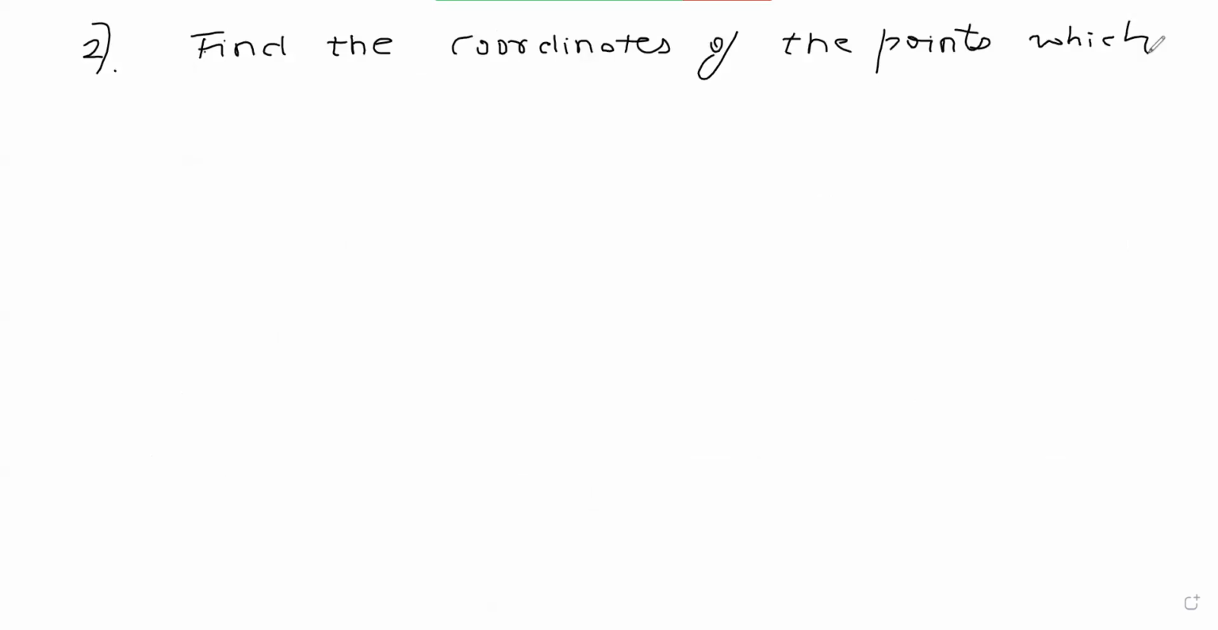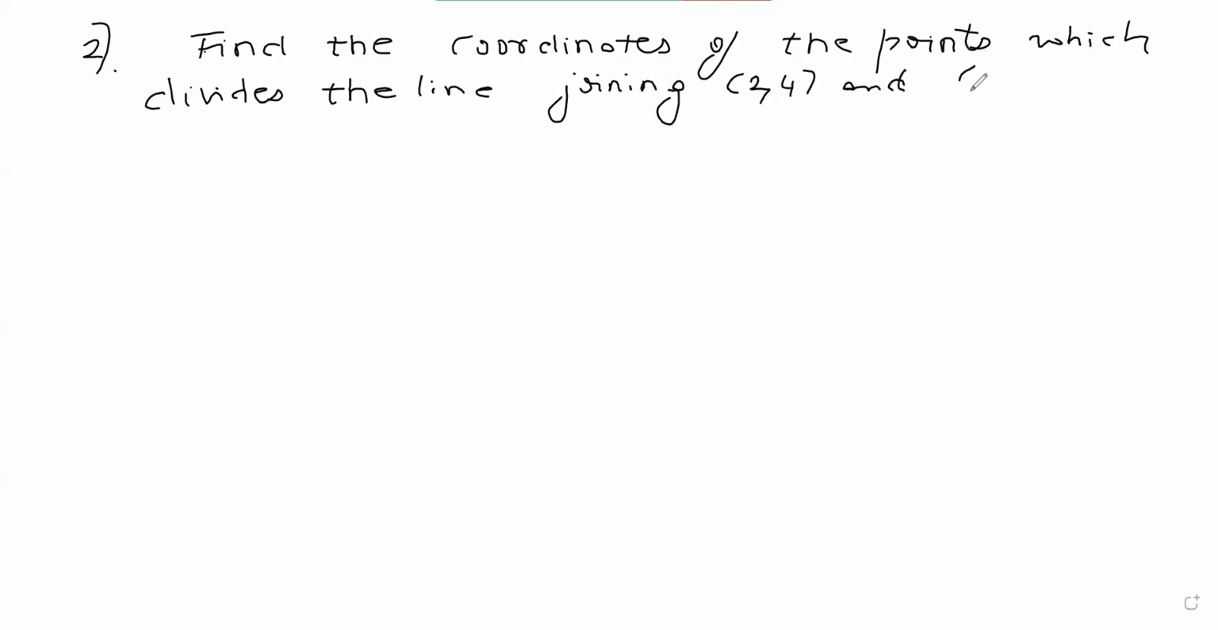Find the coordinates of the point which divides the line joining 2, 4 and -1, 2 in the ratio 2:3. In the ratio 2:3. So let's quickly solve this.